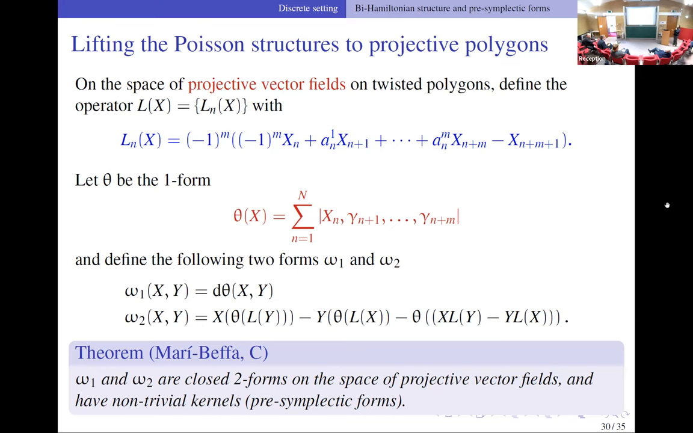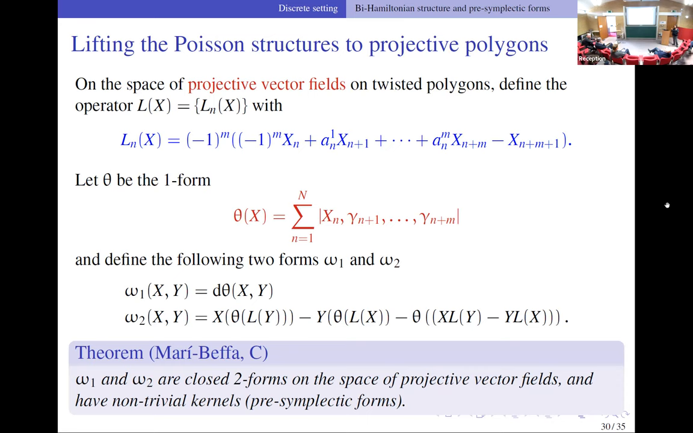And this second form, a little more complicated, is some sort of derivative involving the beta. Now, we proved that these two are closed forms on the space of arc length preserving vector fields. They have, unfortunately, non-trivial kernel. They're small dimensional. We call them pre-symplectic forms. They're not quite symplectic forms. So the correspondence between Hamiltonians and vector fields is a strictly forms.